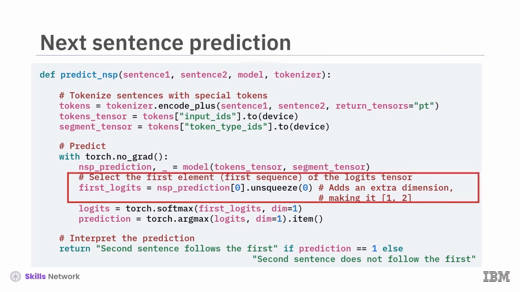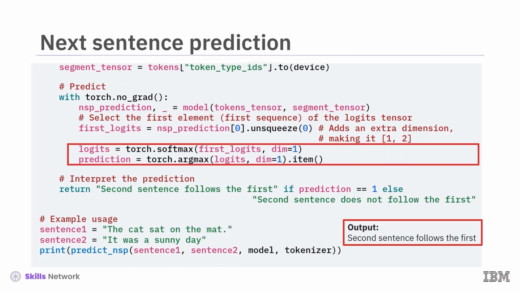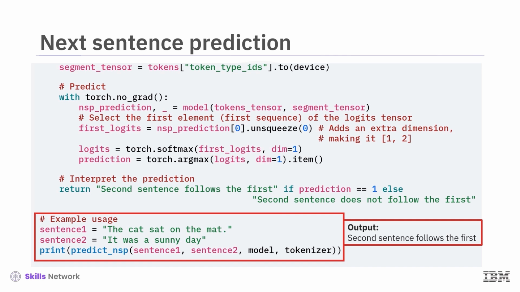The first element of the logits tensor is selected and unsqueezed to add an extra dimension, making its shape 1, 2. The logits are passed through a softmax function to obtain probabilities, and the prediction is obtained by taking the argmax. Finally, the prediction is interpreted and returned as a string, indicating whether or not the second sentence follows the first. For example, two sentences are passed to the predictNSP function along with a BERT model and tokenizer. The result is printed, indicating whether the second sentence follows the first or not based on the model's prediction.